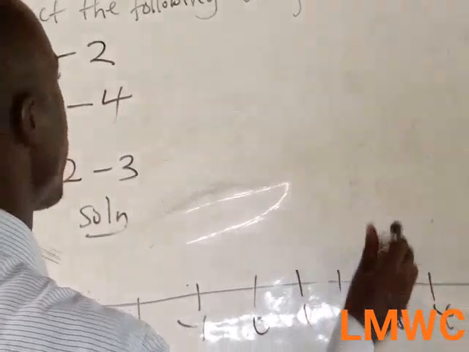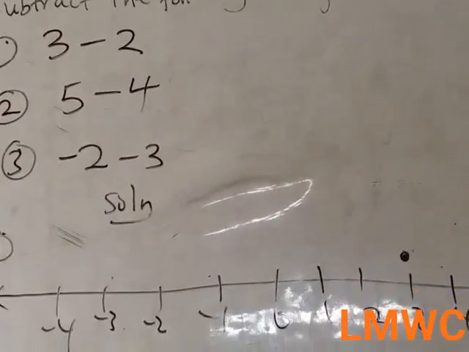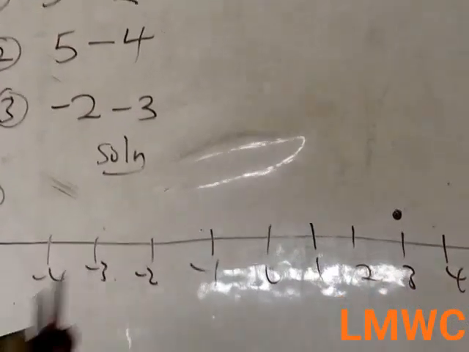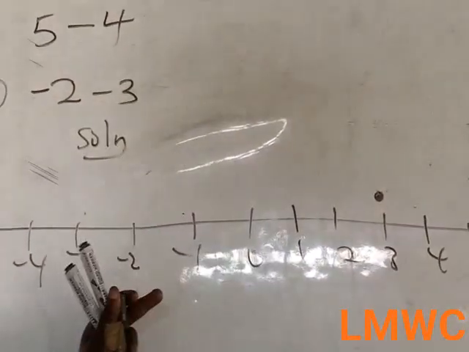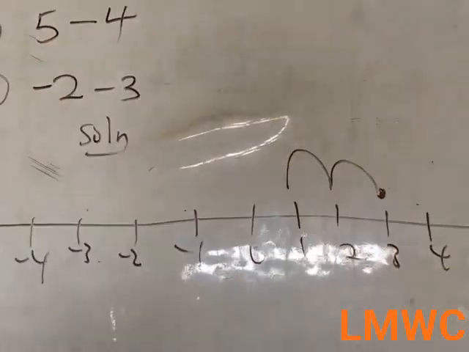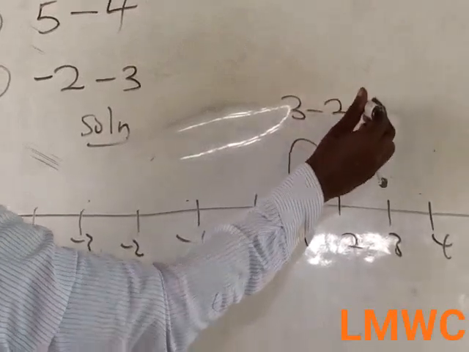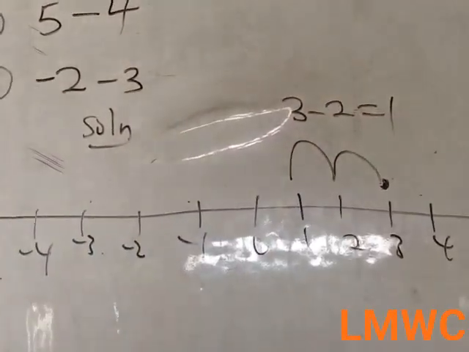What is the first value? It is 3. But this time we are talking of subtracting. We are not adding. So subtraction, this means I will count to my left. I'm subtracting 2. So 1, 2. This means 3 minus 2 is what? 1. 3 minus 2, we are getting 1.